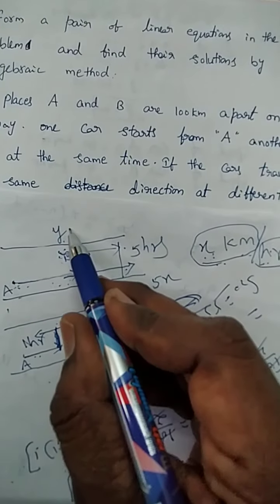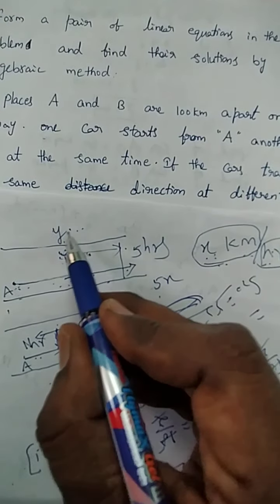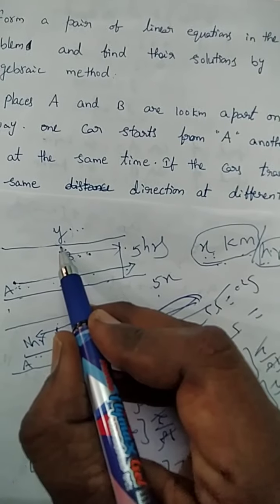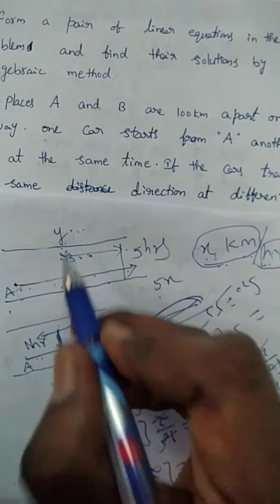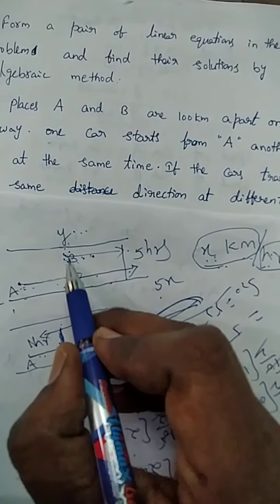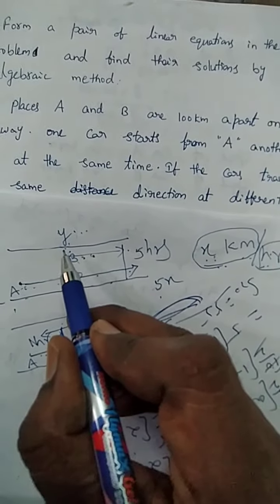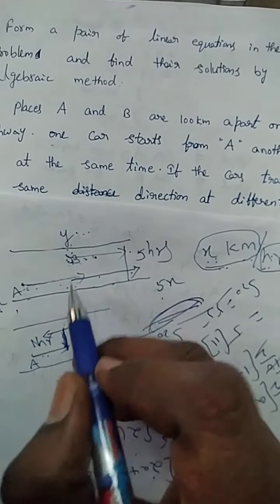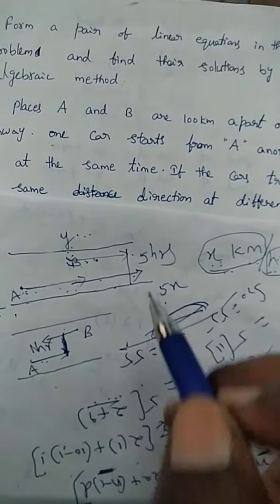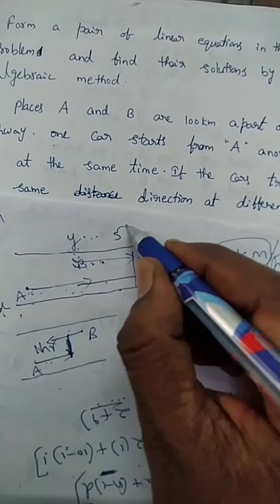Car B's speed is y kilometers per hour, meaning within 1 hour car B travels y kilometers. Then within 2 hours, how much distance is covered by car B? 2y kilometers. Within 3 hours, 3y kilometers. In the same way, within 5 hours how many kilometers will car B travel? 5y kilometers. So car A travels 5x and car B travels 5y.